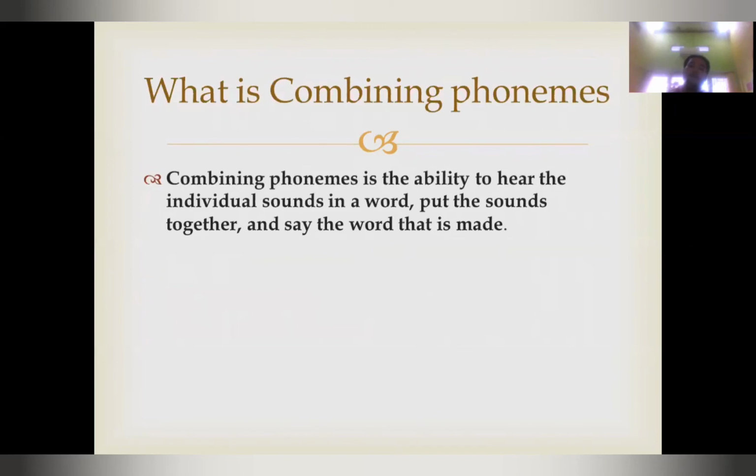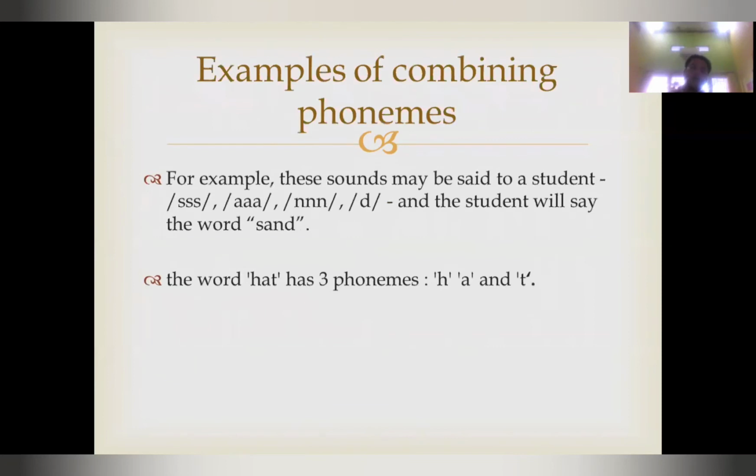And what is combining phonemes? Combining phonemes is the ability to hear the individual sounds in a word, put the sounds together, and say the word that is made. For example, these sounds may be said to a student: S, A, and D. The student will say the word sand. The word head has three phonemes: h, e, and d.